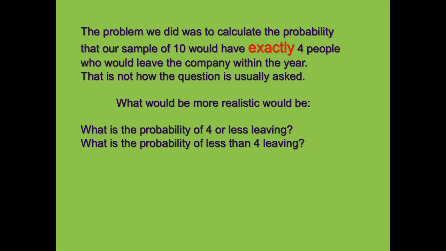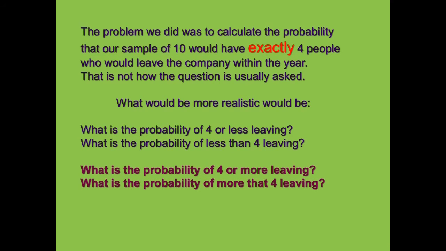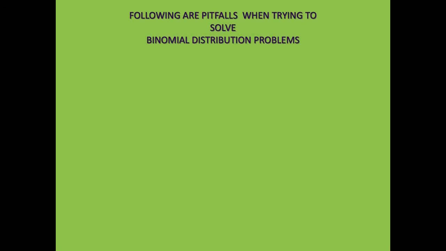Now those are less than statements. Let's look at the other side. What's the probability of 4 or more leaving? And likewise, what's the probability of more than 4 leaving? Again, if you looked at it real quickly, you'd say, oh, they're both the same. But the fact of the matter is, they're not, and that's important for you to recognize. Because what's our goal? Our goal is to avoid pitfalls when we're solving binomial distribution problems.